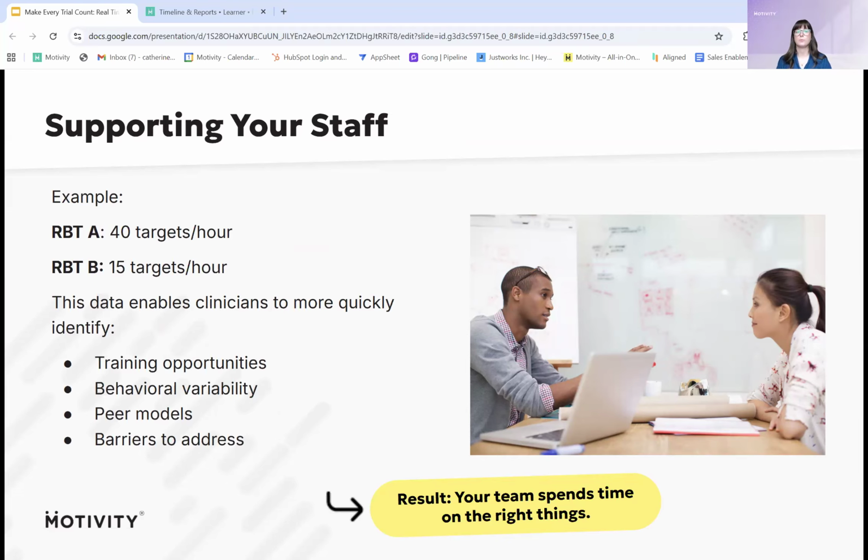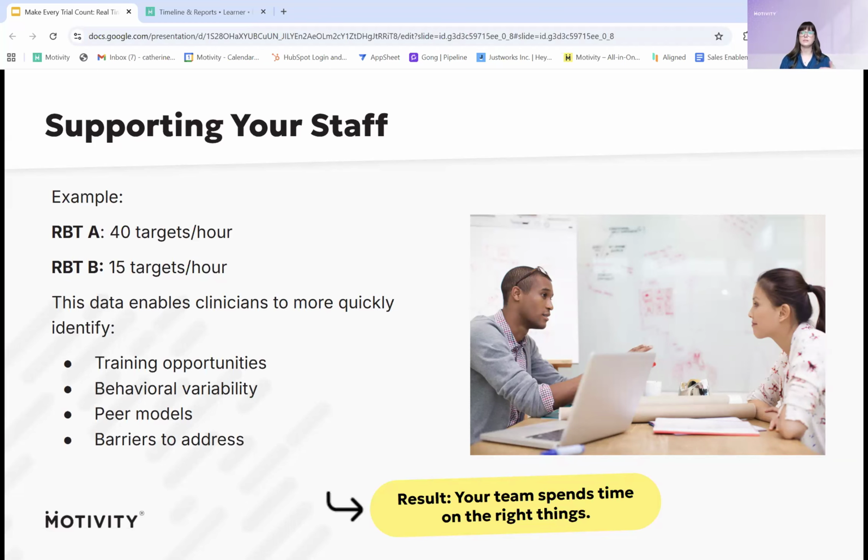So here's an example where we see RBTA is able to run 40 targets per hour, whereas RBTB is running 15 targets per hour. This enables a clinician to really quickly identify, are there training opportunities? Are we seeing behavioral variability? So are we seeing that under one staff? I'm sure everybody has had these situations where with RBTB, we're seeing a significant increase in maladaptive behavior as opposed to with RBTA. And so maybe during your supervision, you're spending closer attention to what is RBTA doing?